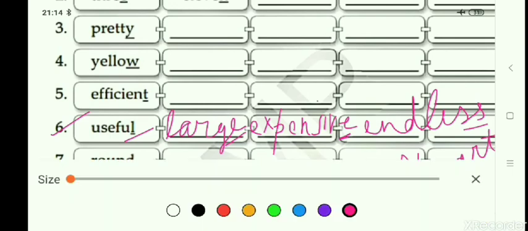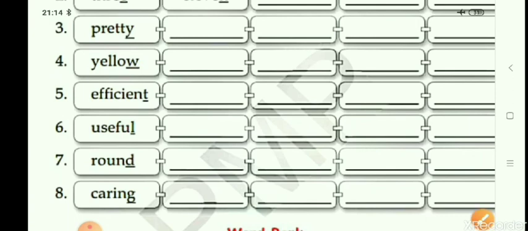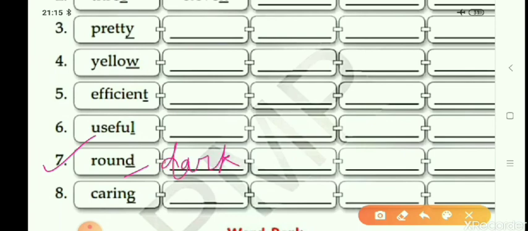Now coming to the seventh one. R-O-U-N-D. The last letter is D, so we will start with D. D-A-R-K, dark. Now the next word should start with K. K for kind, K-I-N-D. The last letter is D, so we will start with D. D-E-A-D, dead. Again the last letter is D, so we will start with D. D-E-A-R, dear. Done.